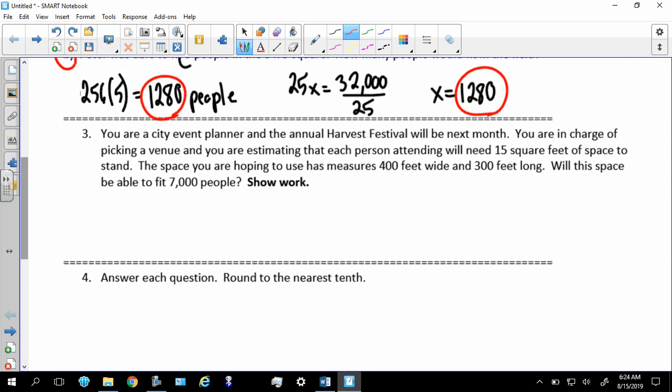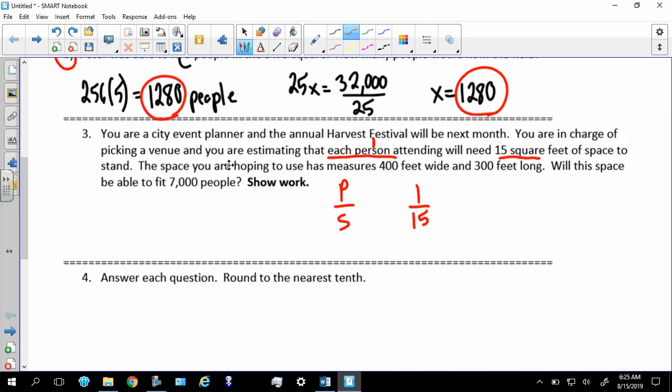All right, 3. You are a city event planner, and the annual Harvest Festival will be next month. You are in charge of picking the venue, and you are estimating that each person attending will need 15 square feet. All right, so a couple of word associations here. Each person, that's 1, okay, will need 15 square feet. Now again, people over space, that's going to be 1 over 15, all right.